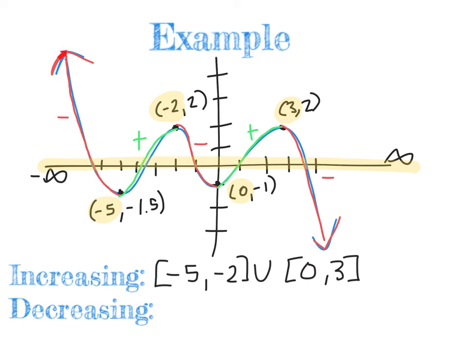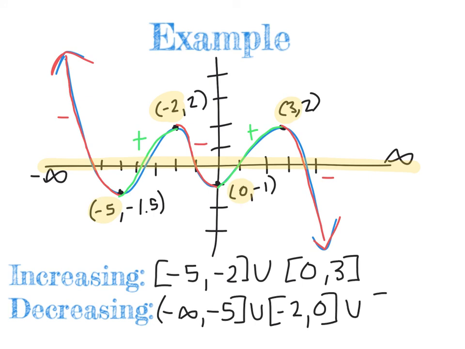I look at my decreasing intervals, and I have 3 locations where the graph is going down. So I start at negative infinity to negative 5. Remember, just the x values. And then again at negative 2 to 0. And then finally from 3 to positive infinity. I never put a bracket around infinity or negative infinity because we'll never actually get there. So it doesn't really include them.